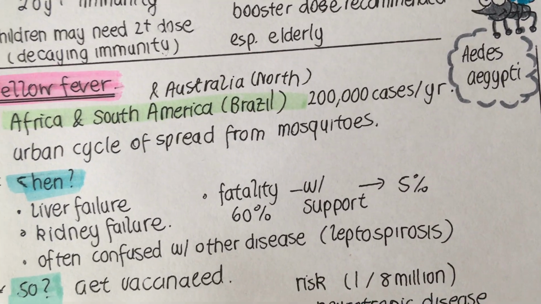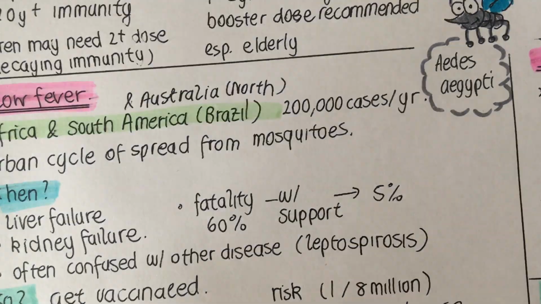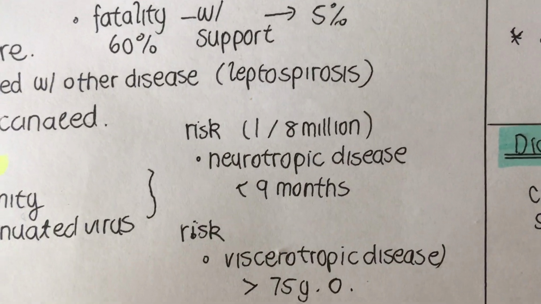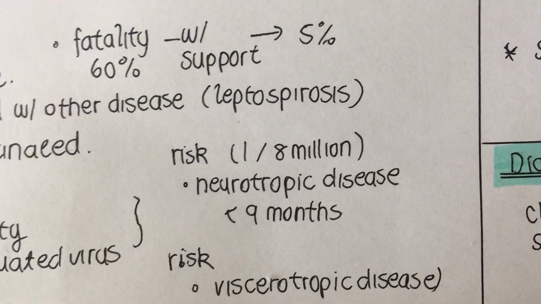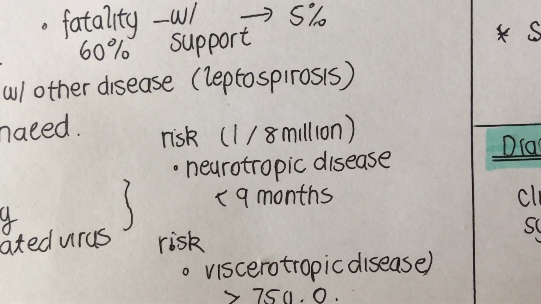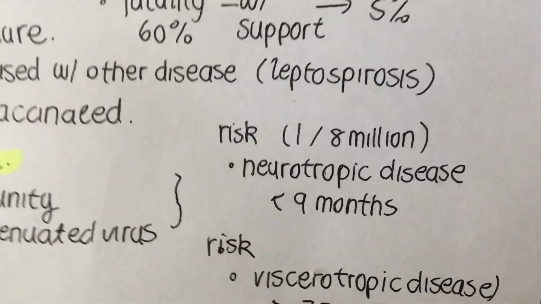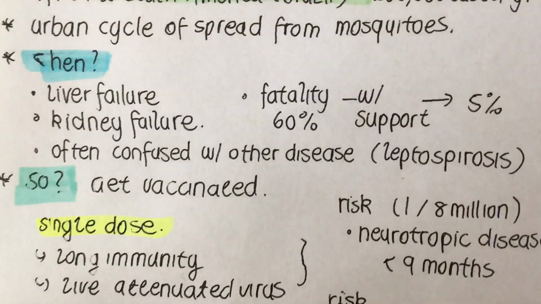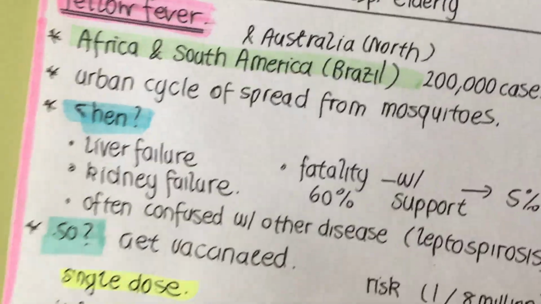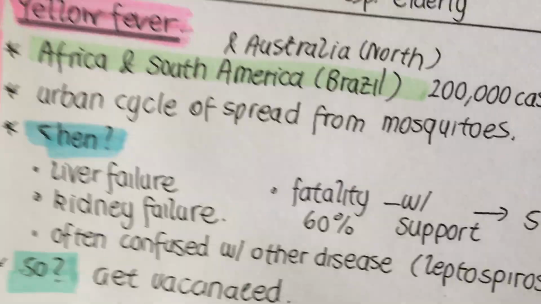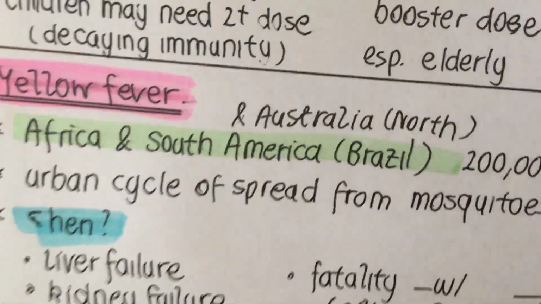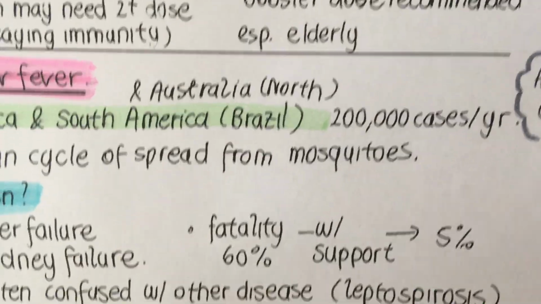They develop something called neurotropic disease, and this happens 1 in 8 million. And people over the age of 75 are at risk of developing something called viscerotropic disease when they get the vaccine. This is also a very rare event. So the general recommendation for couples who are taking their children out is to wait until they're at least 12 months old so they can get vaccinated and then go to these endemic areas.